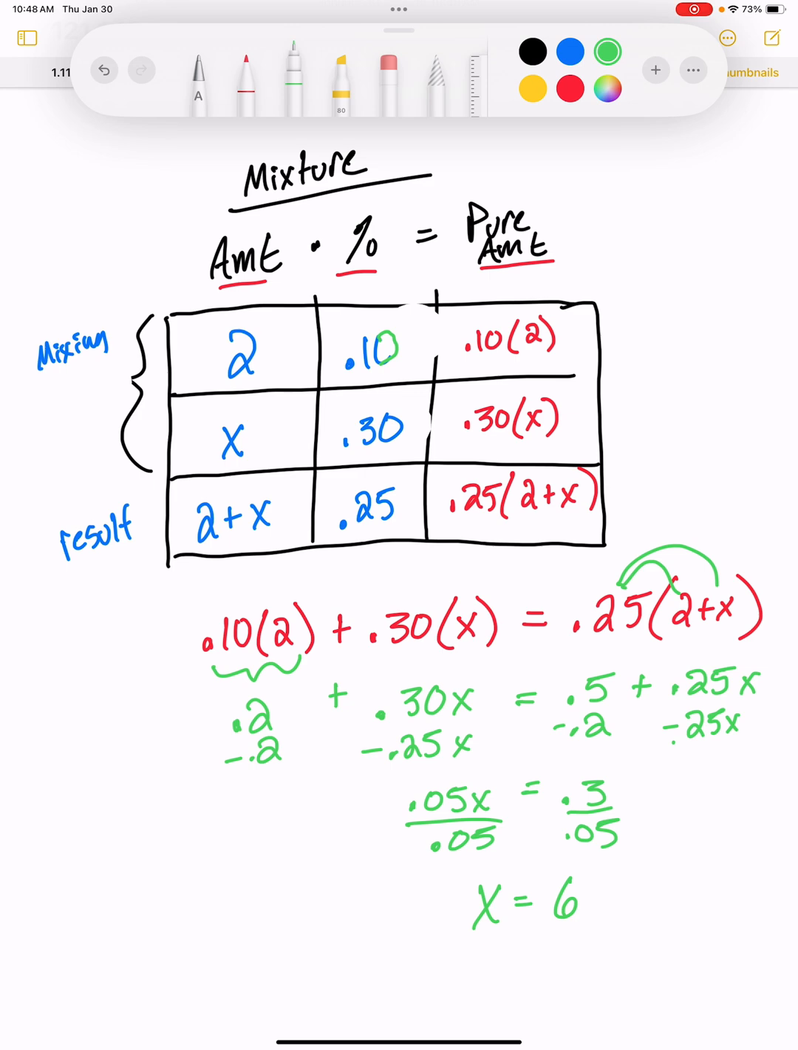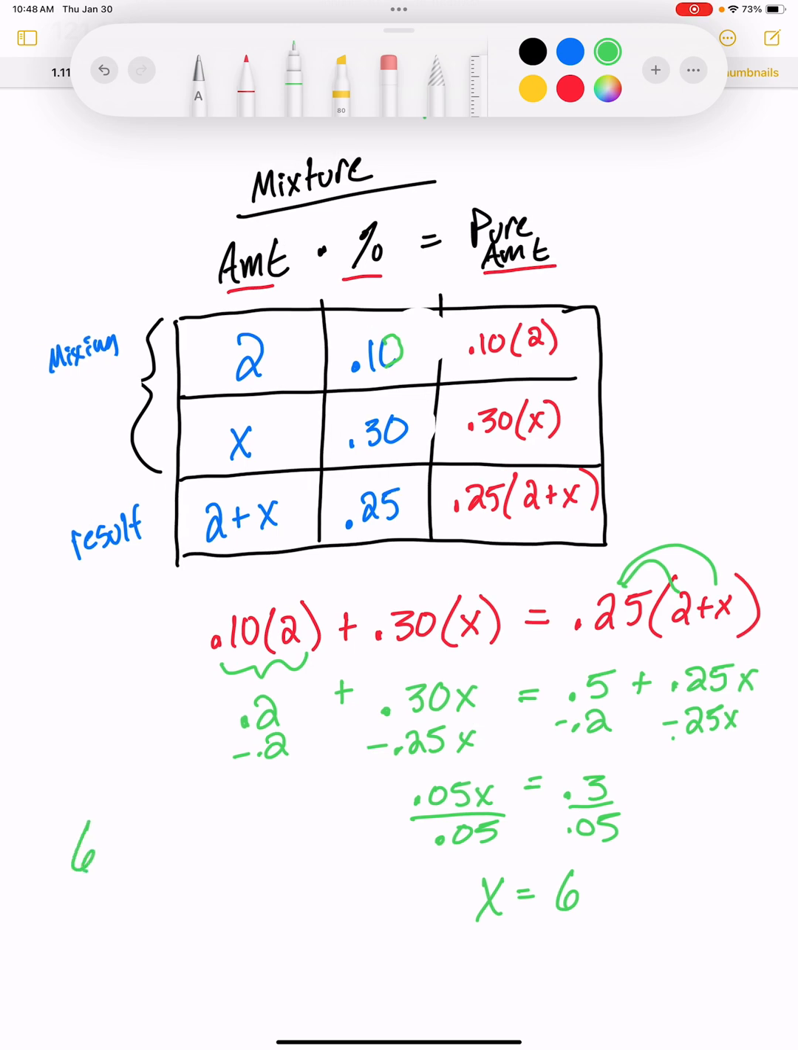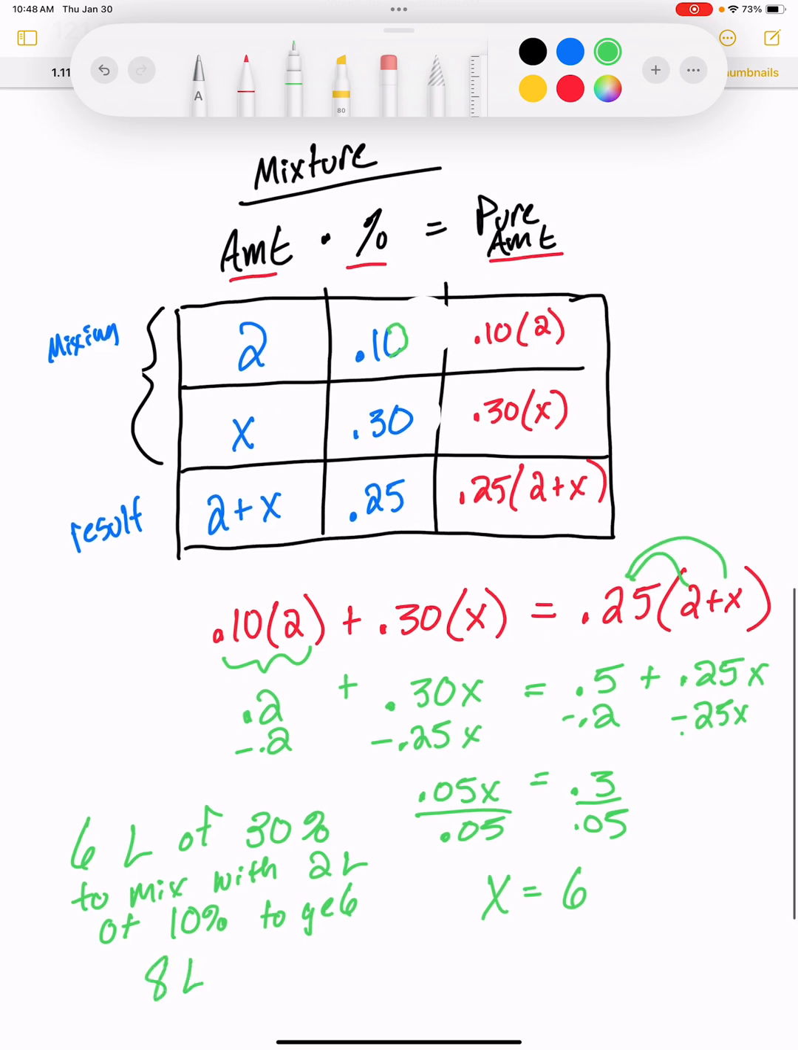So, what is 6? We need 6 liters of 30% to mix with 2 liters of 10% to get, which if I mix those up, how much am I going to have? I'm going to have 8 liters of 25%. All right, so the question was, how many liters of 30% solution were mixed? The answer is 6 liters.